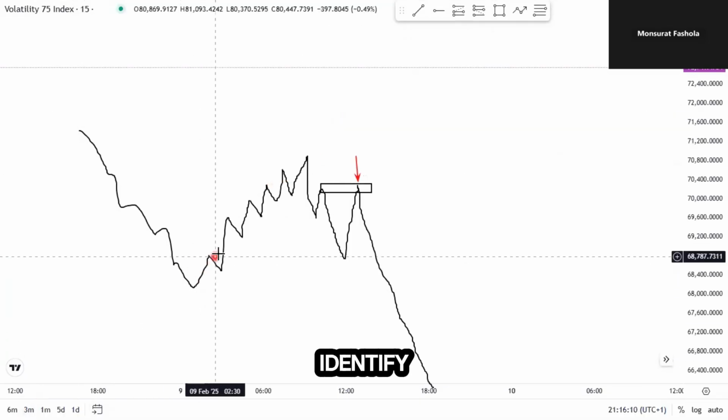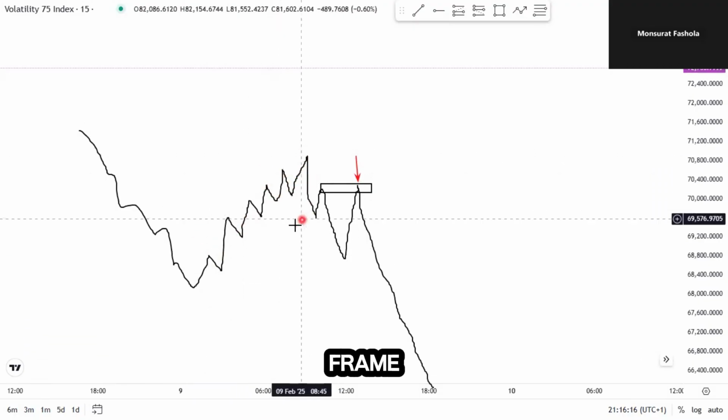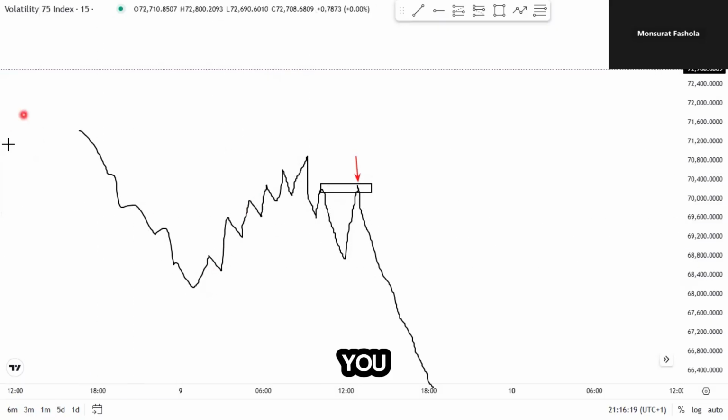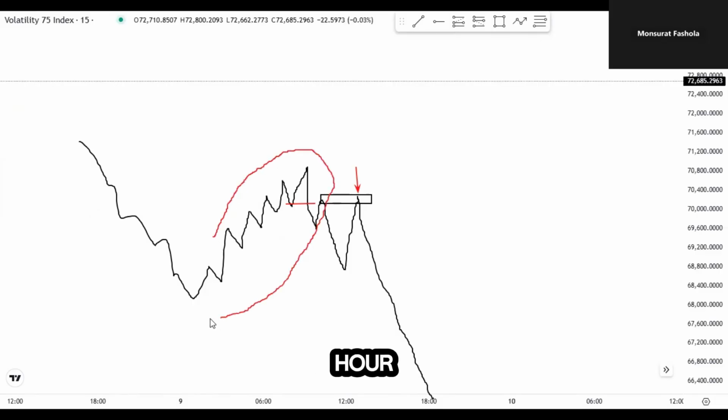Now, you need to identify the pullback phase on the 15 minutes time frame. And after identifying that, you need to see price take out a change of character. It is as if, on the 15 minutes time frame, this particular retracement from the 4-hour time frame is a trend on its own. So we need to wait for change of character. We need to wait for price to shift from this uptrend to the initial downtrend that we have been in.